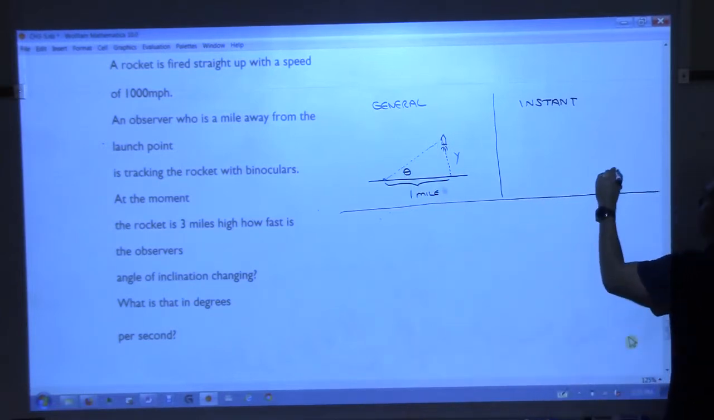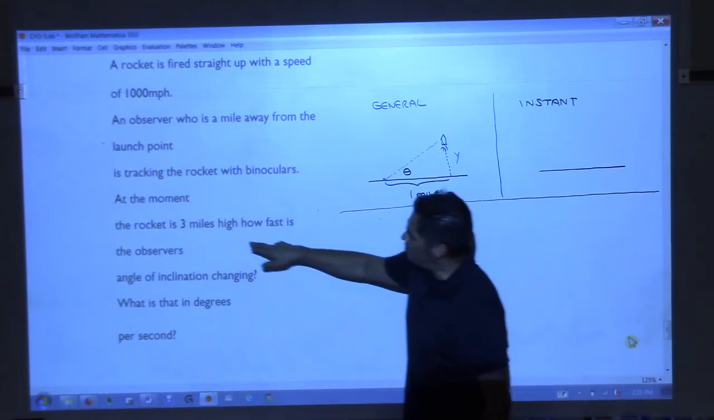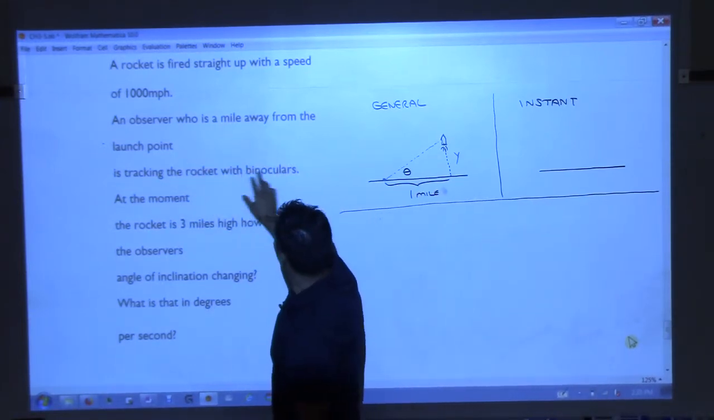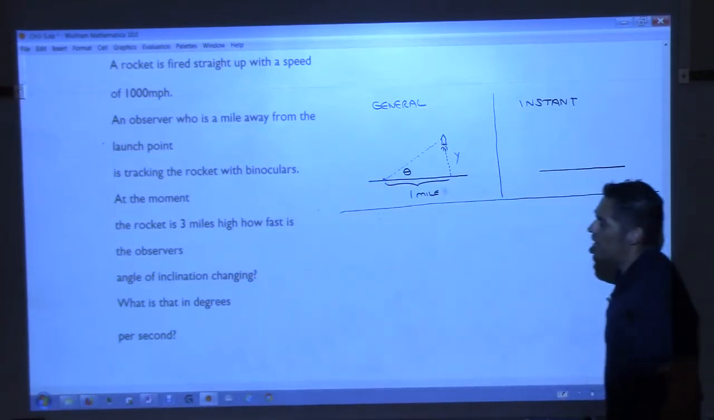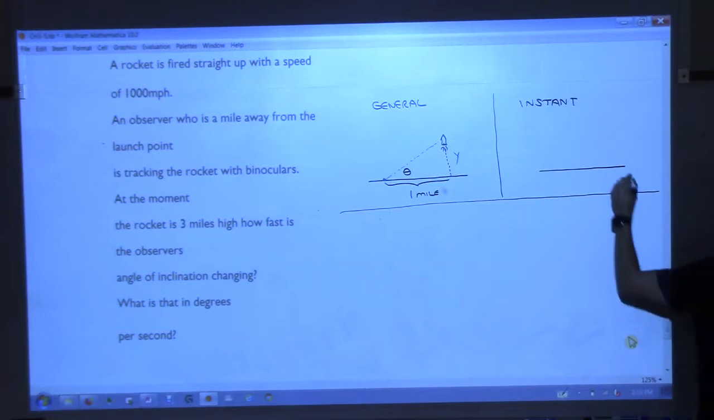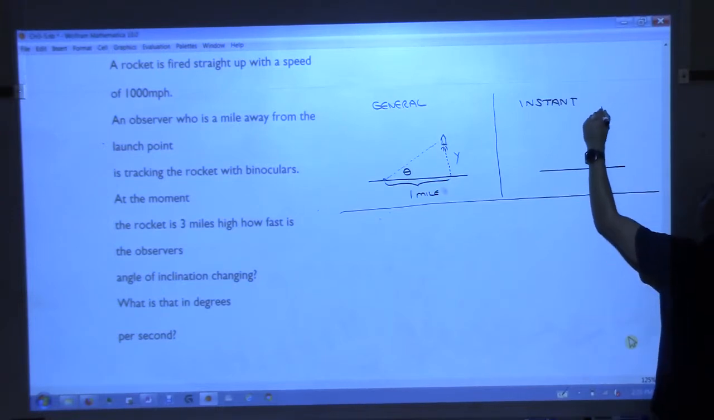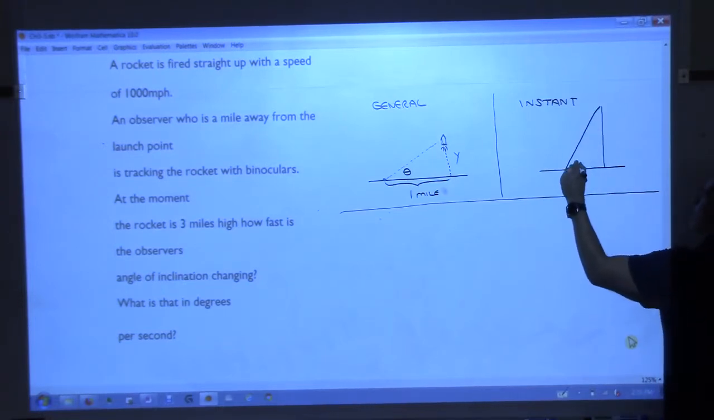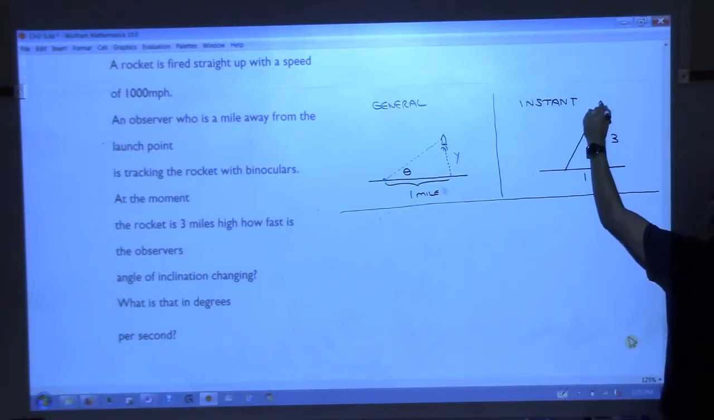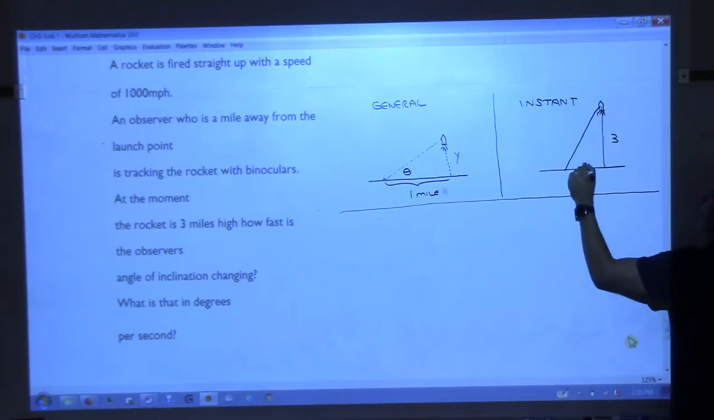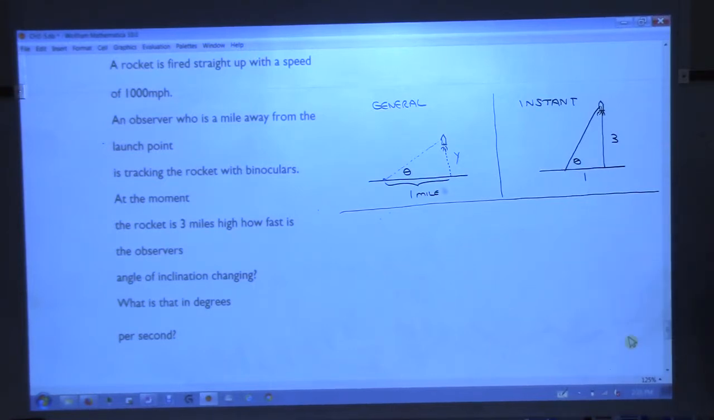Now, the picture of the instant in time comes from this question. At the moment the rocket is 3 miles high, how fast is the observer's angle of inclination changing? So now what I do is I draw the picture at the specific instant in time. This is 1 and this is 3 now, isn't it? Yeah. And I'll take the time to draw the rocket again. And now theta is actually an angle, right? It's not a variable anymore. It's fixed. Could you find it? How would you find theta if I asked you for theta right now?